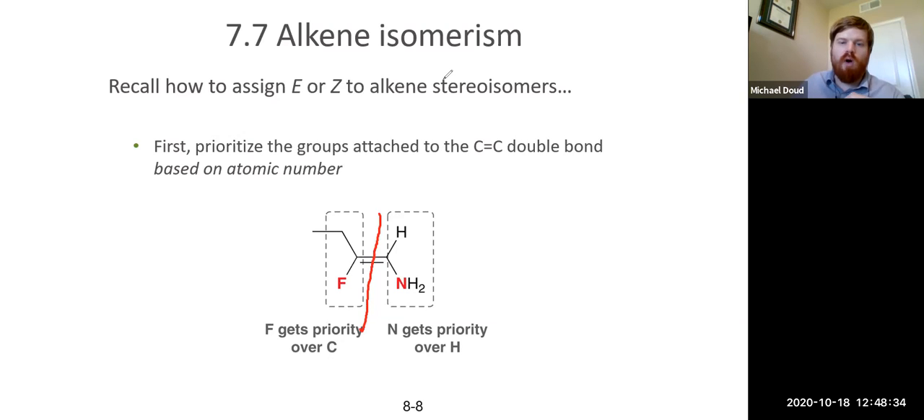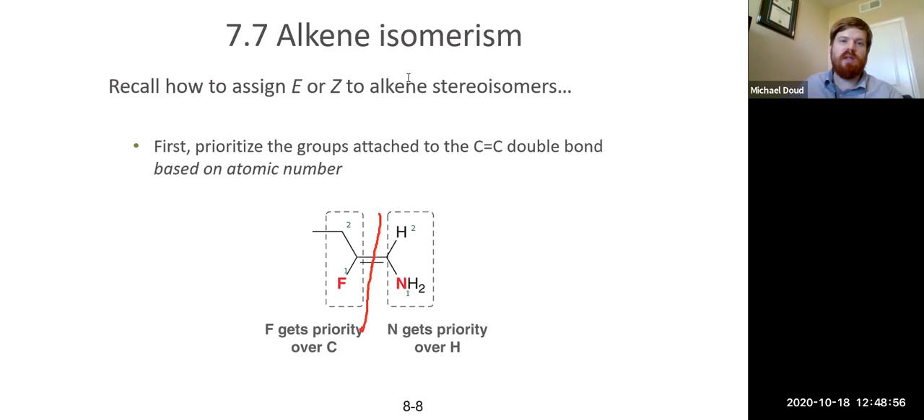Then we're going to assign a 1 and a 2 to both sides, right? So fluorine versus an ethyl group. Well, fluorine has a higher atomic number, so that gets number 1. And then the ethyl group is going to be number 2. Over here, it's hydrogen versus nitrogen. Of course, hydrogen is the lowest atomic number, so that's always going to be number 2. And then nitrogen is number 1.